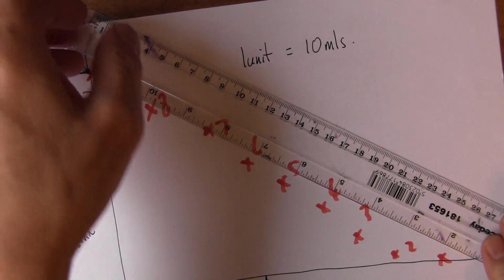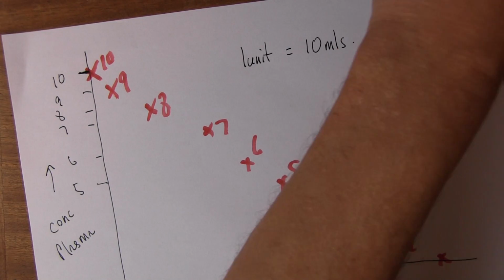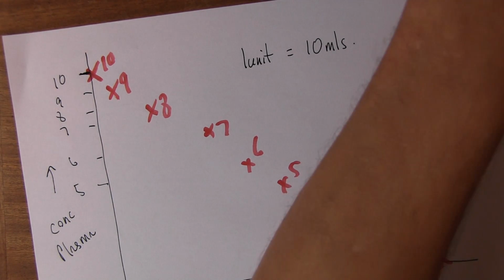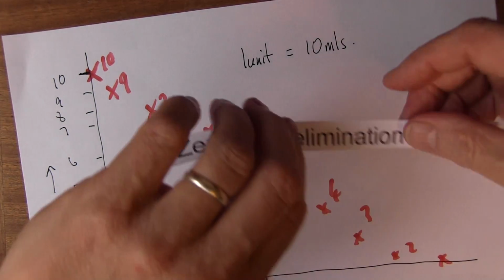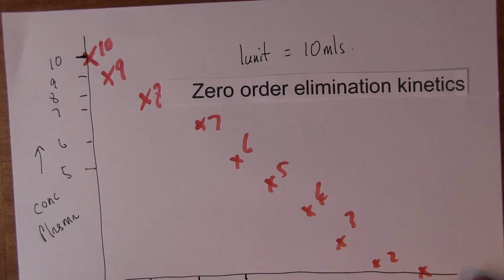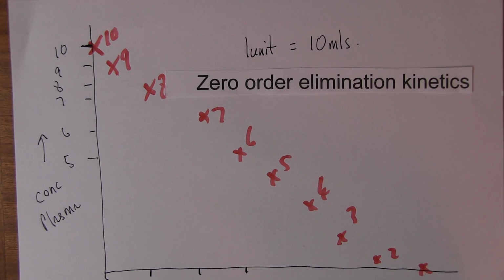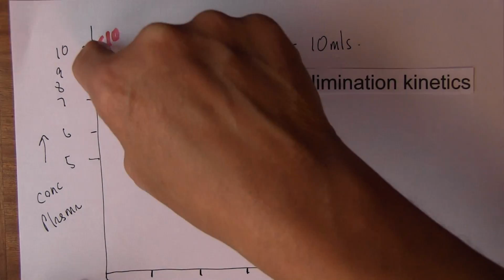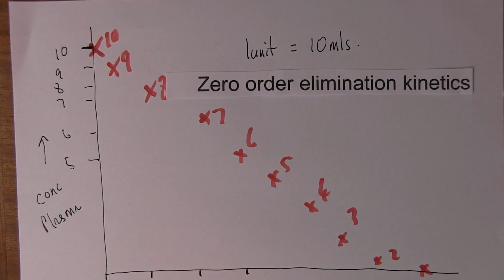Because in first order kinetics, in zero order kinetics, which we're looking at now, this is zero order kinetics. In zero order kinetics, the elimination of the drug is not dependent on the concentration, but only so much is broken down per period of time. This is called saturation kinetics.